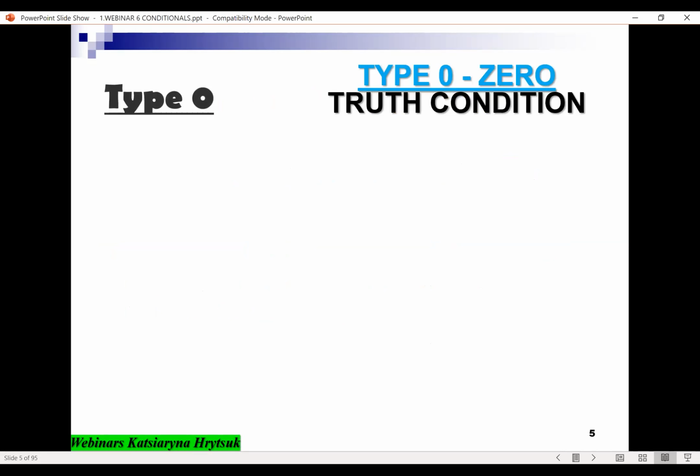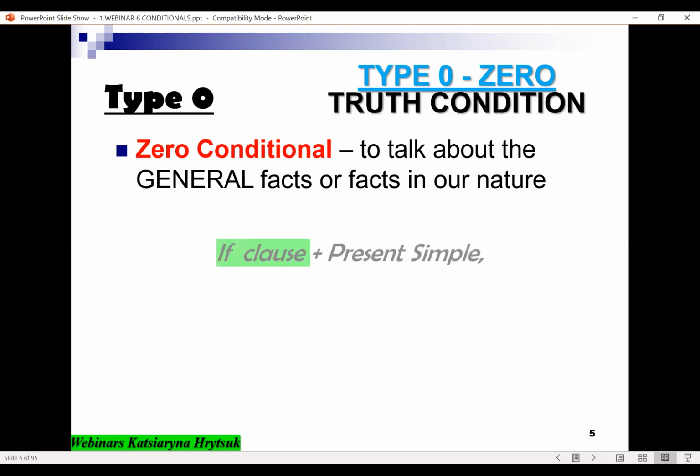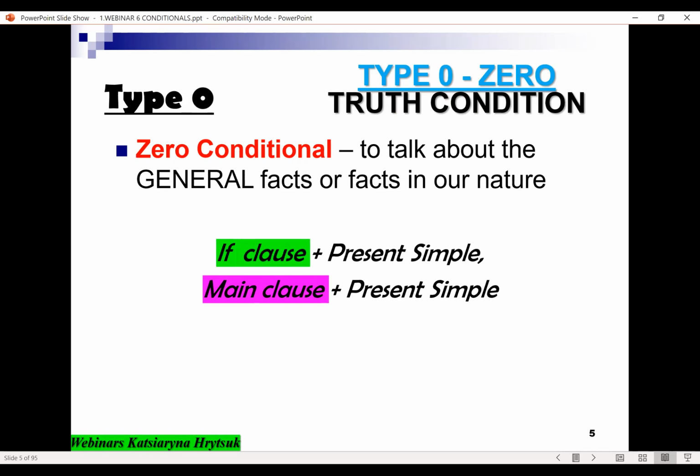Let's move. So type 0 conditional, when and how do we use this conditional? First, it's general truth. That is what you need to remember. I'm going to talk about general facts or facts in our nature we cannot change and we just have to accept them. In each conditional, we have an if clause, and we use present simple. And we also have a main clause, and we also use present simple.